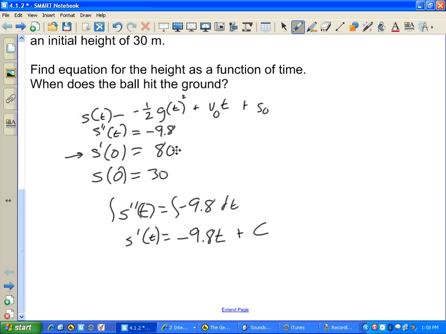So if I put 0 in here, I know I should get 80 out. If I put 0 in, I'm getting 0, so c is going to have to be 80. So my real first derivative function is negative 9.8t plus 80.